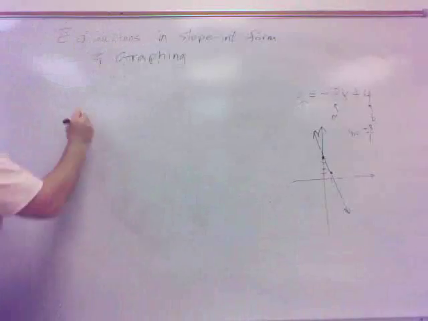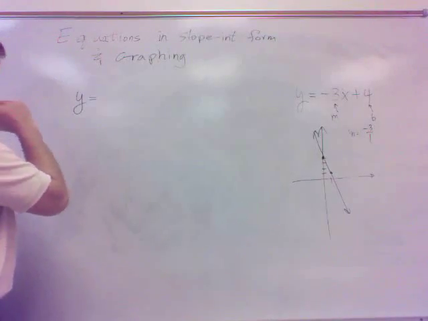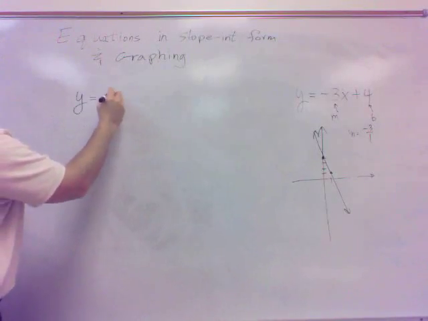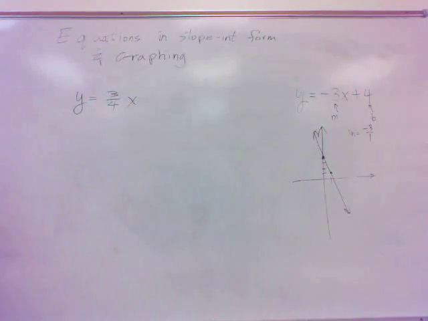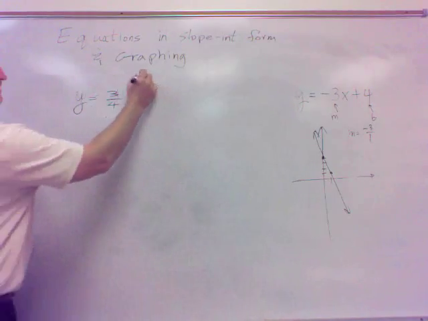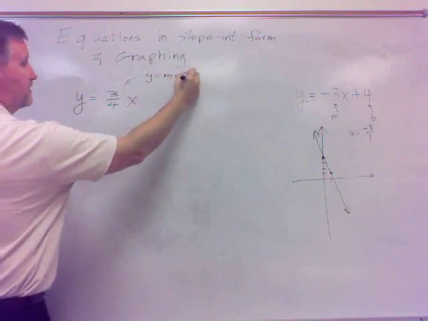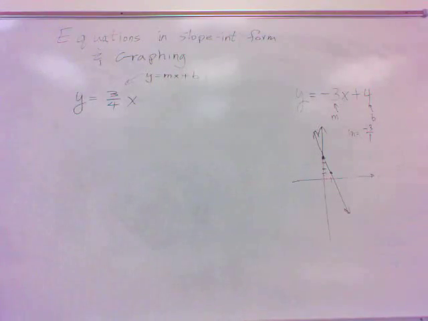What about y equals 3/4 x? Is that in slope-intercept form? Yes, it is. Missing a part there, but we can fix that. This is in y equals mx plus b form, the slope-intercept form. It's just that the b is not written up here.